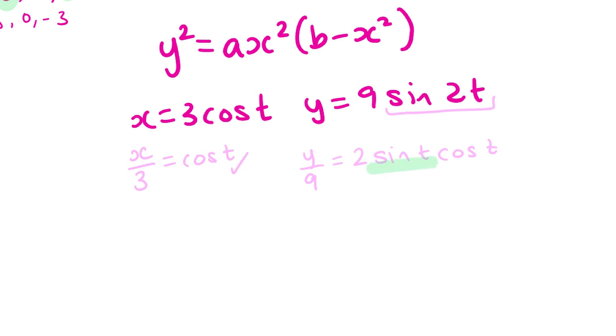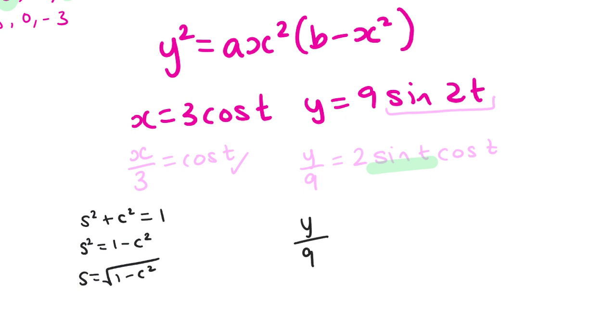What do we need now? Sine t. What do we know that relates sine and cos? Cos squared. So we know that sine squared plus cos squared equals 1, right? So if we want sine, sine squared equals 1 minus cos squared, doesn't it? So sine equals the square root of 1 minus cos squared. Everyone happy with that? So now I have y over 9 equals 2 lots of the square root of 1 minus, what is cos? x over 3 squared, times cos, x over 3.